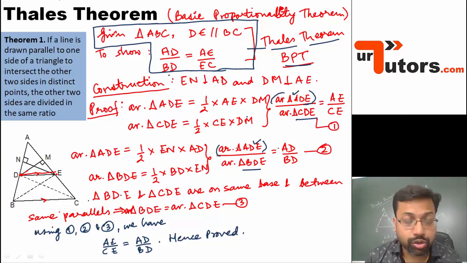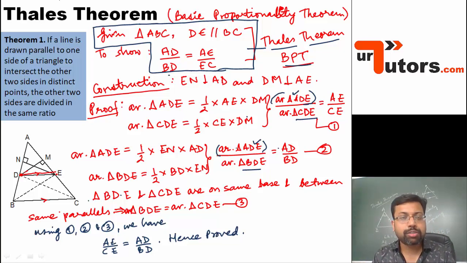Now, after the Thales theorem, we are going to take the converse of this particular theorem. Just to recap once again so that you get it clearly, the Thales theorem, also called the basic proportionality theorem, states that if a line is drawn parallel to one side of a triangle to intersect the other two sides in two distinct points, the other two sides are divided in the same ratio. So you have a triangle ABC given in the figure where DE is parallel to BC, and we have to show that AD by BD is equal to AE by EC because D and E divide the two sides in this ratio. So this is what we have to prove.